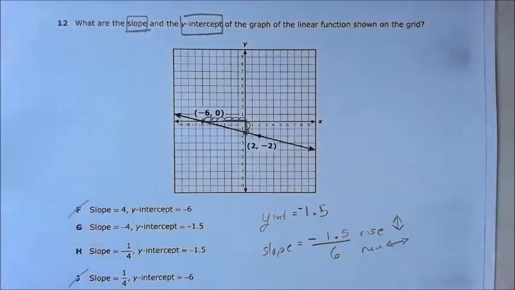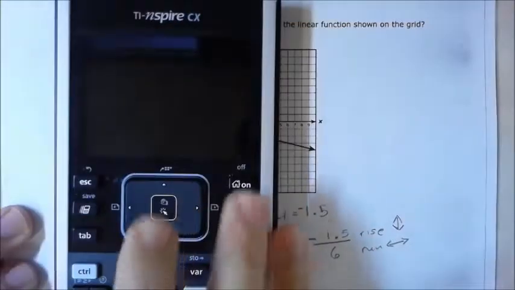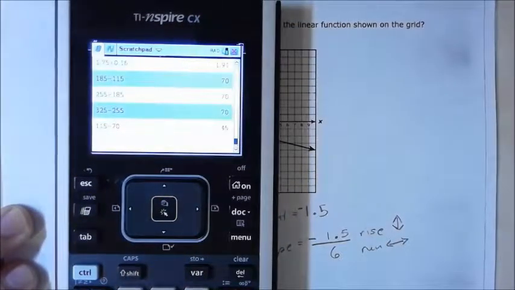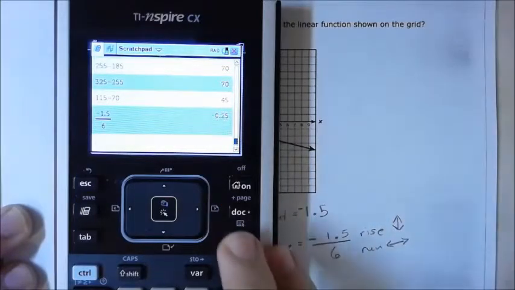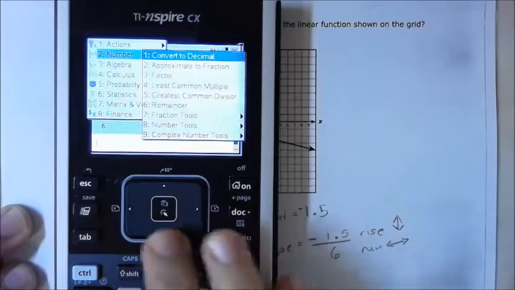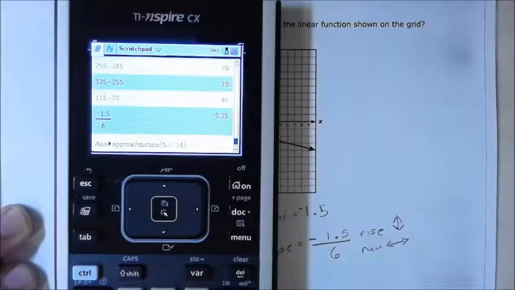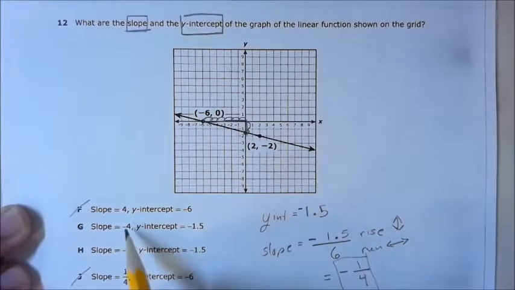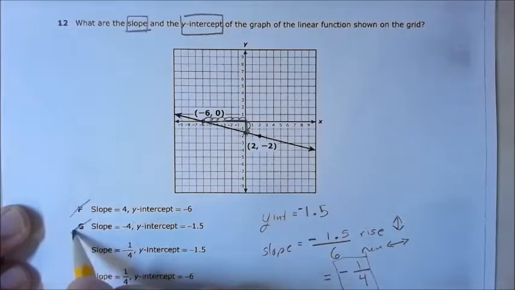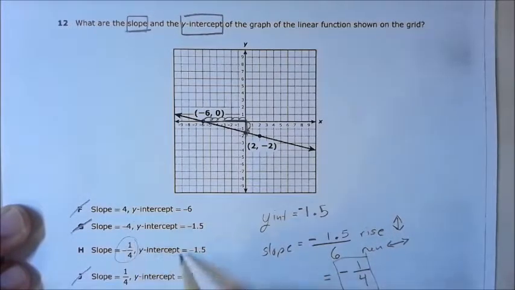So what we can do is go ahead and put that in our calculator. So we can do fraction bar, negative 1.5 over 6. Hit enter, and it gives us a quarter. If we want to turn that into a fraction, we can go to our number, approximate to fraction, hit enter again. Negative 1/4 is our slope. So let's go ahead and rewrite that. Negative 1/4. If we look at our options, we have here negative 4, so it's definitely not that one. And here we have negative 1/4. Our y-intercept is going to be negative 1.5. And that is the correct answer.